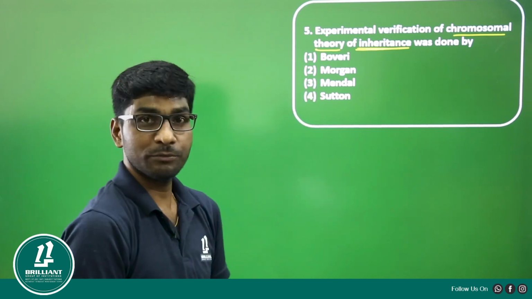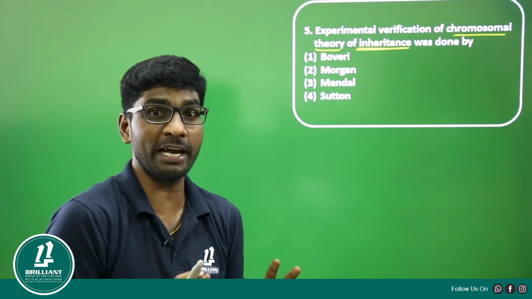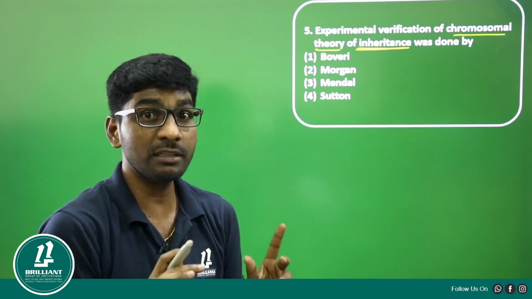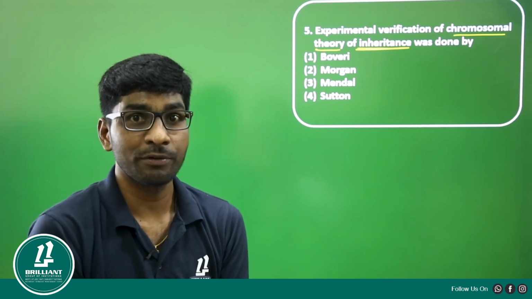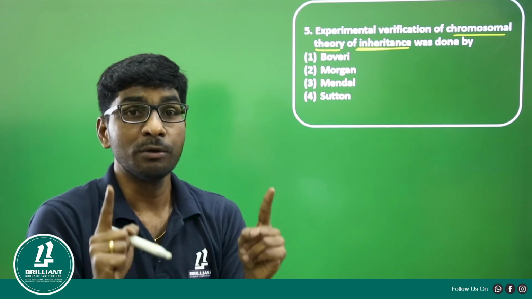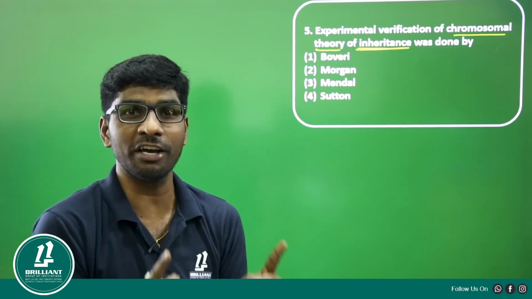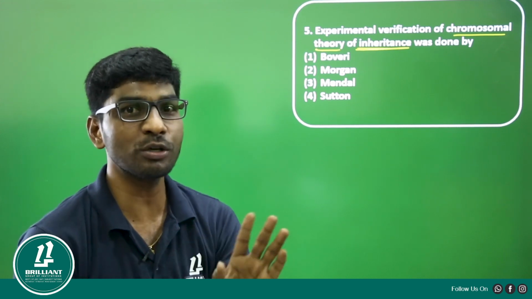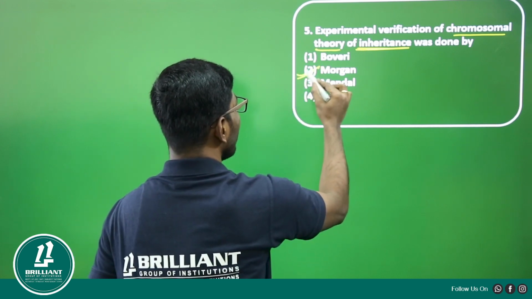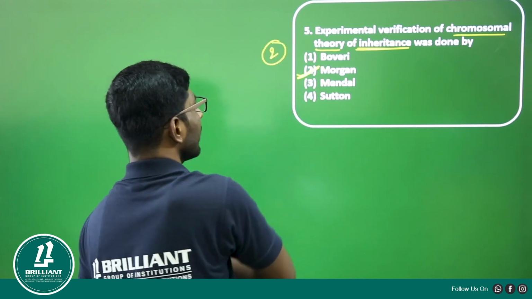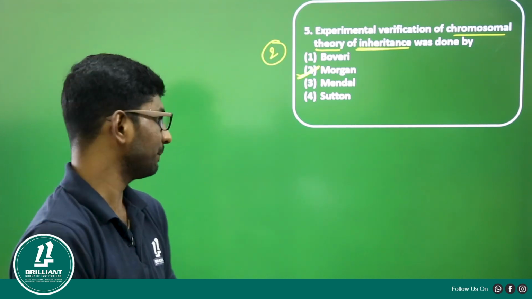Option 1, Sutton and Boveri. How many of you remember chromosomal theory of inheritance explained by Sutton and Boveri? But they are asking in the question experimentally on the Drosophila fruit fly. T.H. Morgan was the scientist who explained this theory. So the right answer is not Sutton and Boveri. The correct answer of this question is what? Morgan. So the correct answer of question number 5 is option 2, on Drosophila melanogaster fruit fly.